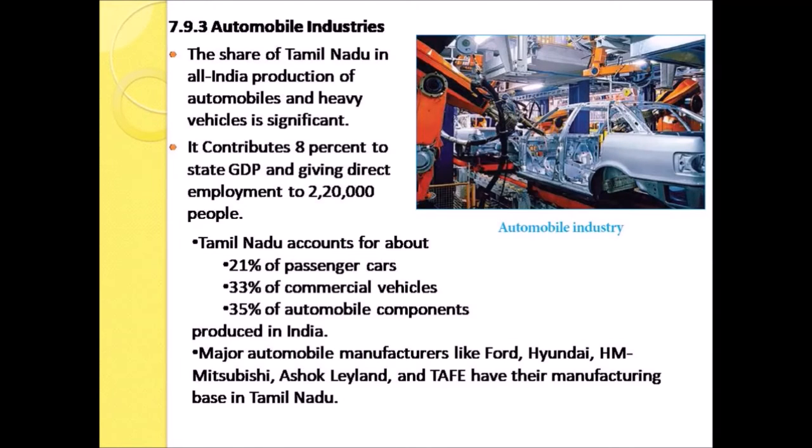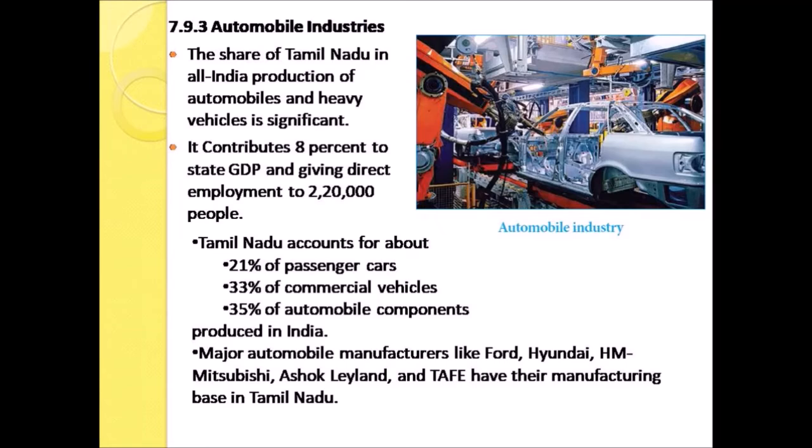Automobile industry. The share of Tamil Nadu in all India production of automobile and heavy vehicles is very important. Tamil Nadu contributes about 8% to state GDP, that is the gross domestic product. In common, it is used to determine the economic performance of a region. The GDP is used to determine the economic performance of a region, and therefore Tamil Nadu contributes 8% to state GDP and giving direct employment to 2,20,000 people. Tamil Nadu contributes about 21% of passenger cars, 33% of commercial vehicles, 35% of automobile components produced in India.